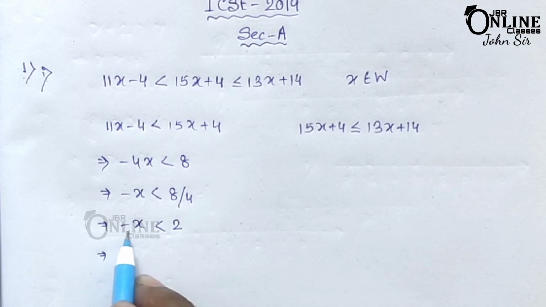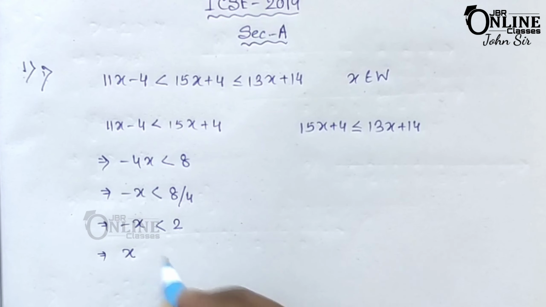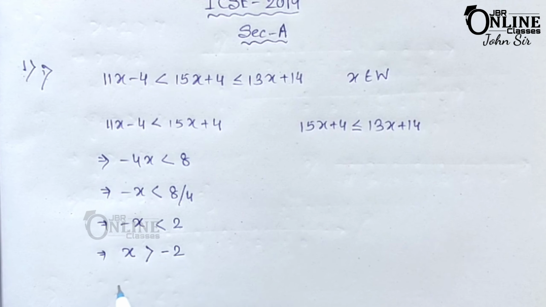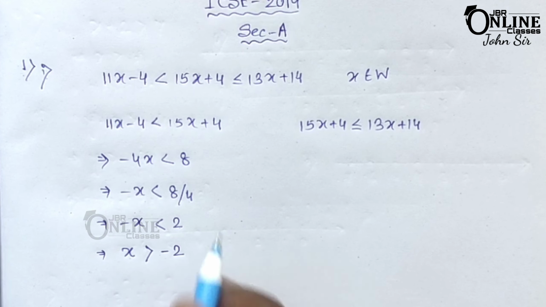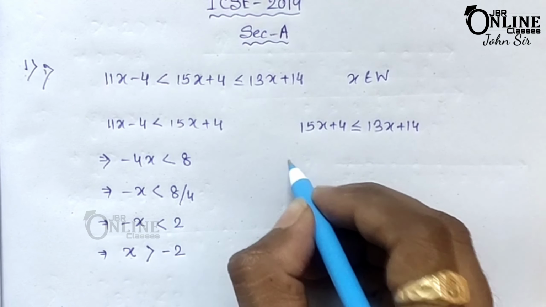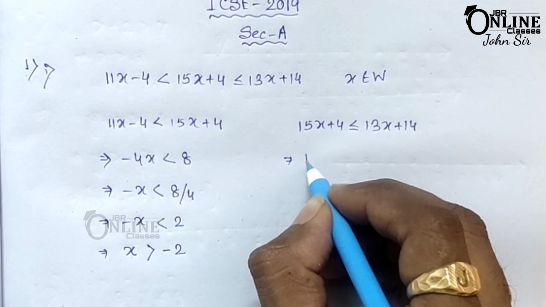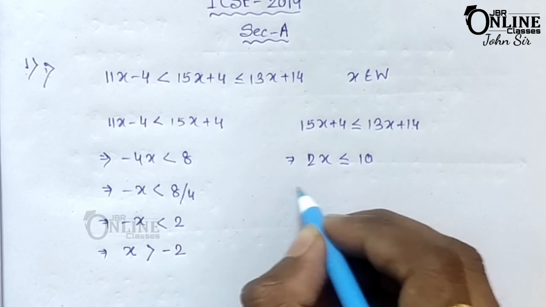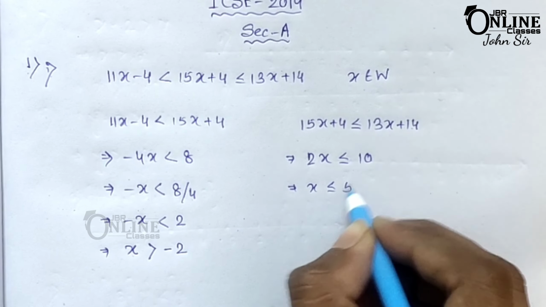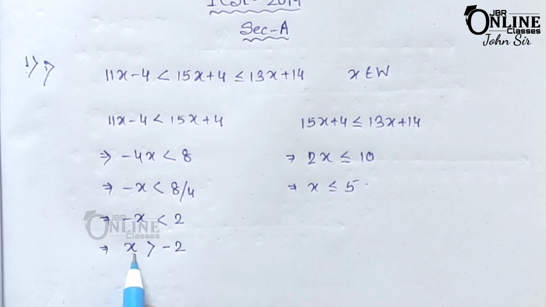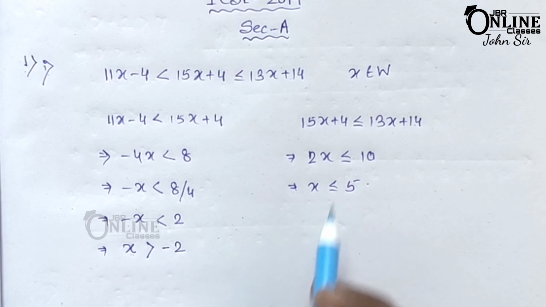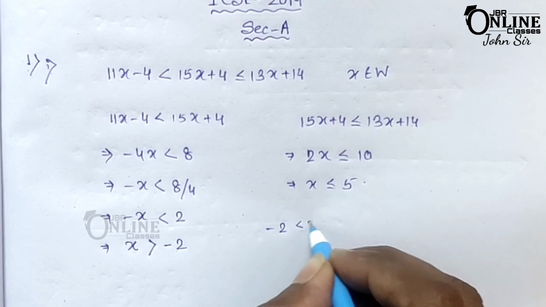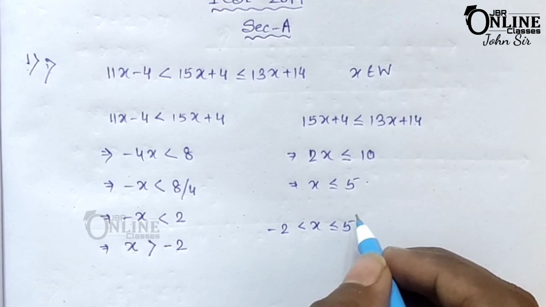So minus x less than 2. Now if you multiply by minus on both sides, then the less than will be changed into greater than, and it's minus 2. So x greater than minus 2. Now the right side portion, here 15x minus 13x, that becomes 2x less than or equal to 14 minus 4, that becomes 10. So x less than or equal to 5. Here x greater than minus 2, here x less than or equal to 5. That means minus 2 less than x less than or equal to 5.